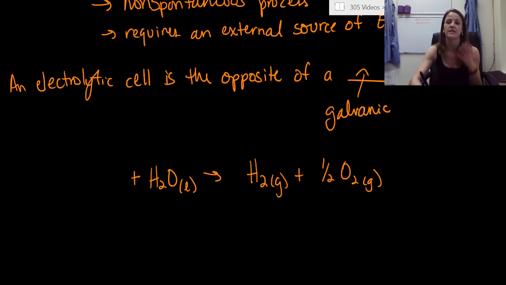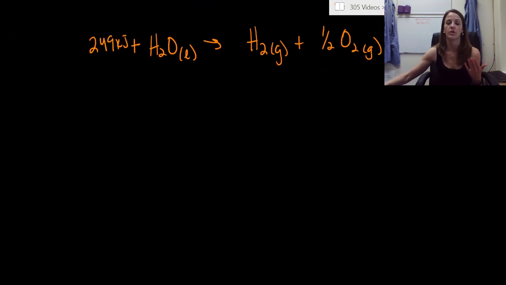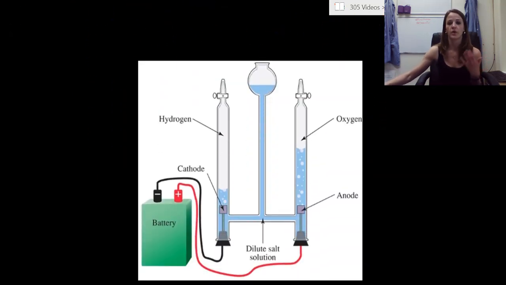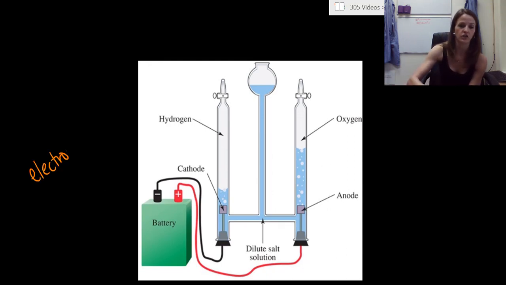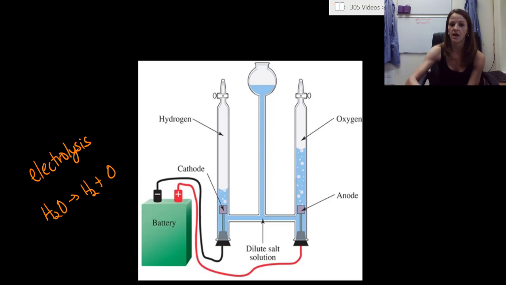So the splitting of water is a non-spontaneous process. What we have to do is add 249 kilojoules of energy in order to force water to decompose into hydrogen and oxygen gas. Now, where does this energy come from? Let me show you a little diagram. What we see here is an example of electrolysis. We're taking water and breaking it apart into hydrogen and oxygen.